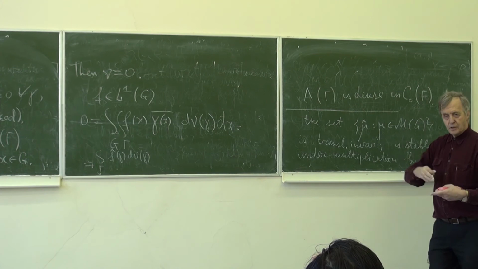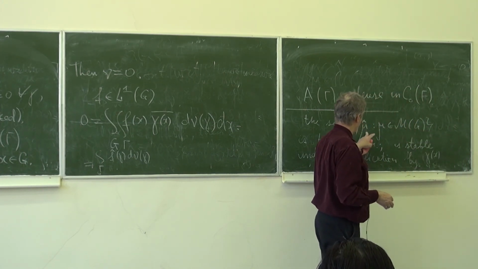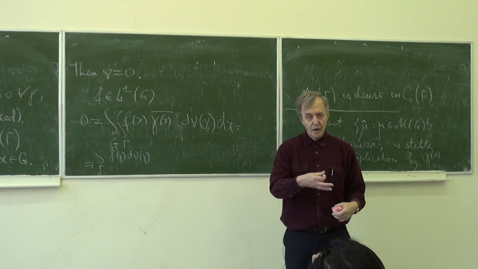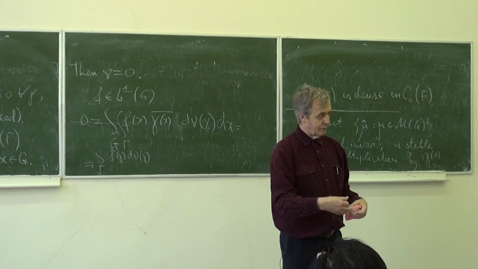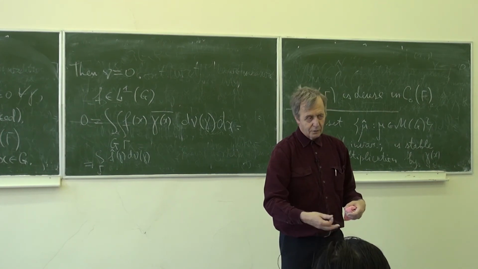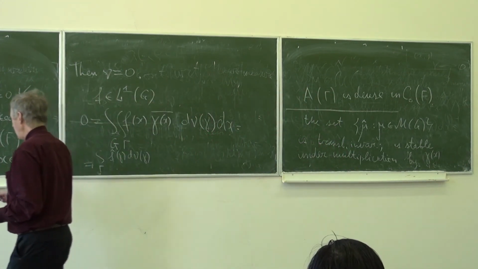So just consider a shift of a measure, then the Fourier transform will be multiplied by some character, and consider the multiplication of a measure by some character, then the Fourier transform will be shifted. So I don't repeat those calculations, this is the same. Okay.